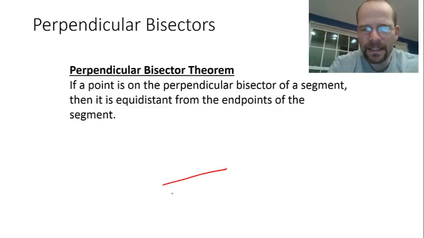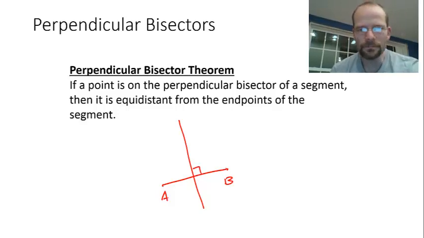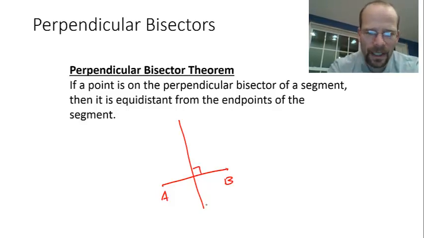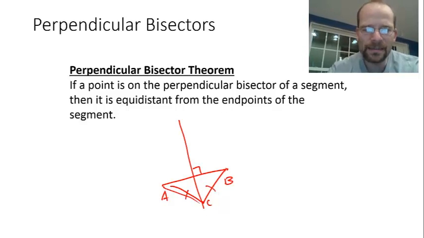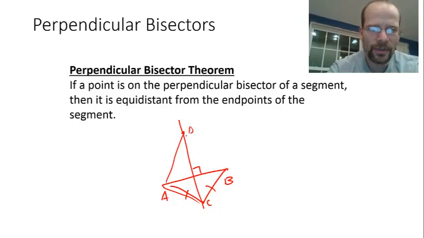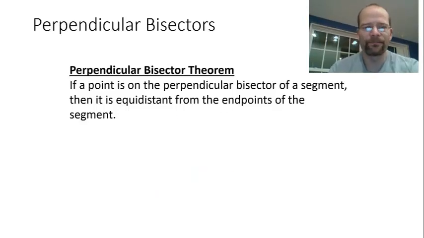Suppose we have a segment here, we'll call this segment AB. And suppose we have this perpendicular bisector. The theorem says that any point on this bisector, for instance, point C down here, will be equidistant from A and B, or from B and A, meaning these segments are congruent. A point up here, we'll call this point D, is also equidistant from A and B. Any point on that perpendicular bisector will be equidistant from the endpoints.